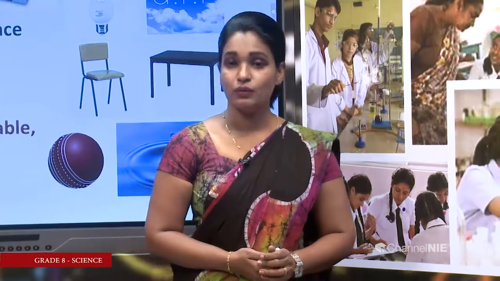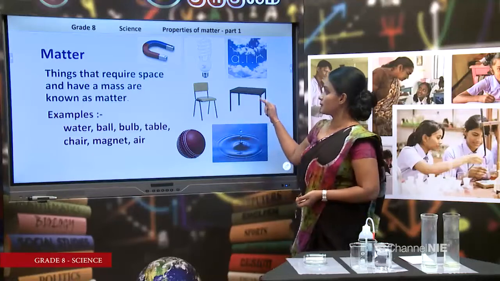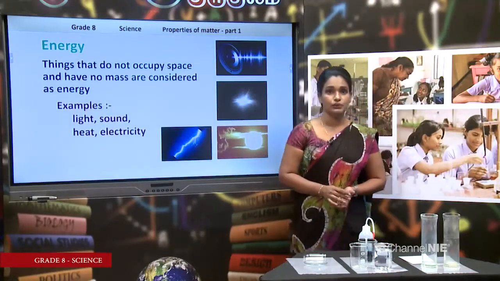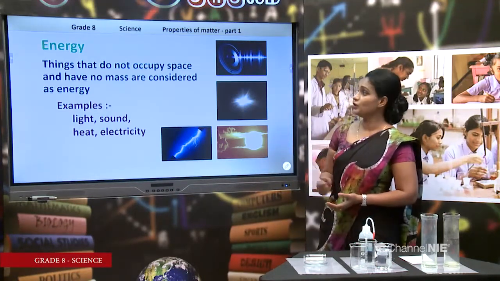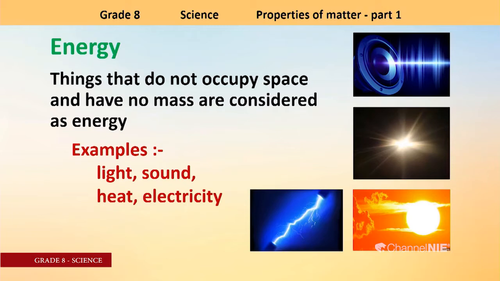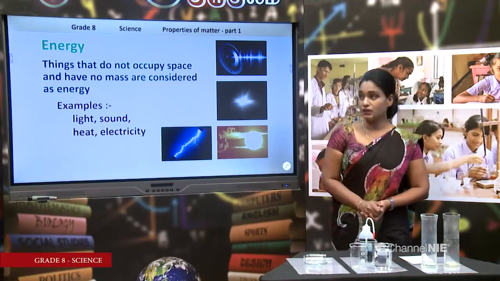Shall we see then what energy is? Let us go to the screen now. Here you can see the definition of energy. Things that do not occupy space and have no mass are considered as energy. You can see examples like light energy, sound energy, heat energy, electricity. So, you can see this definition is the opposite form of matter.